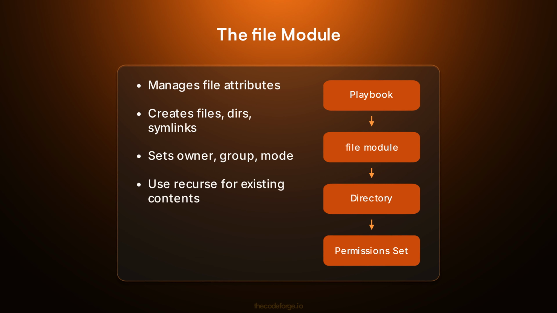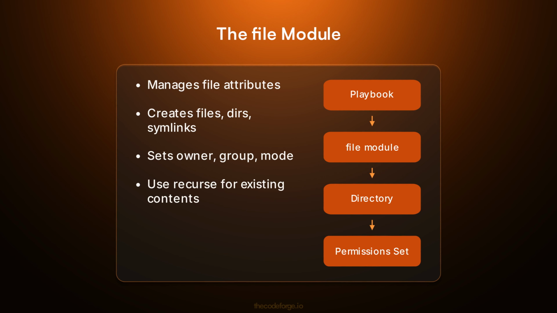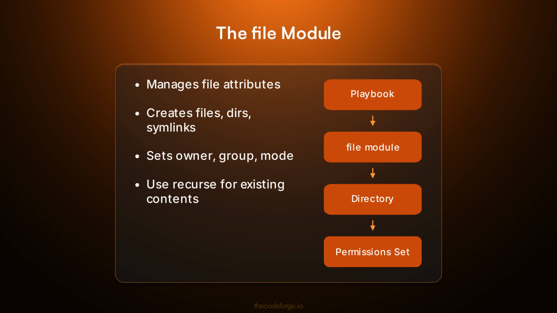The file module is your Swiss Army knife for managing file attributes. It can create files, directories, symlinks, and set permissions and ownership. Key parameters: state, owner, group, mode, and recurse. A common gotcha: recurse only applies permissions to existing contents, not newly created ones.